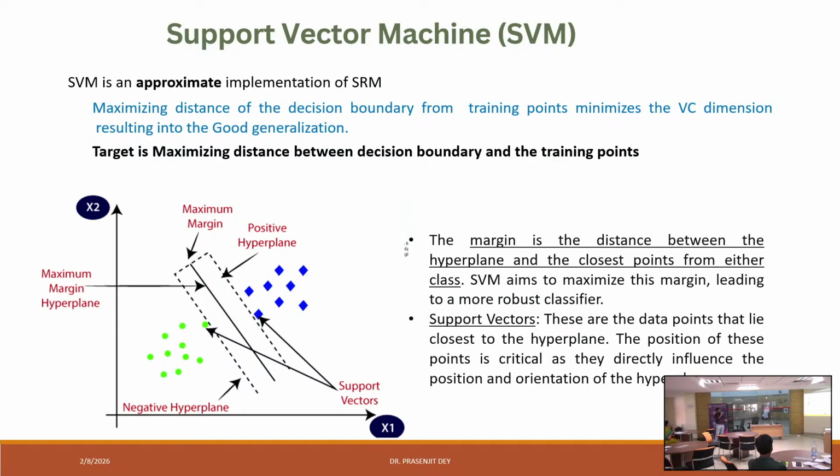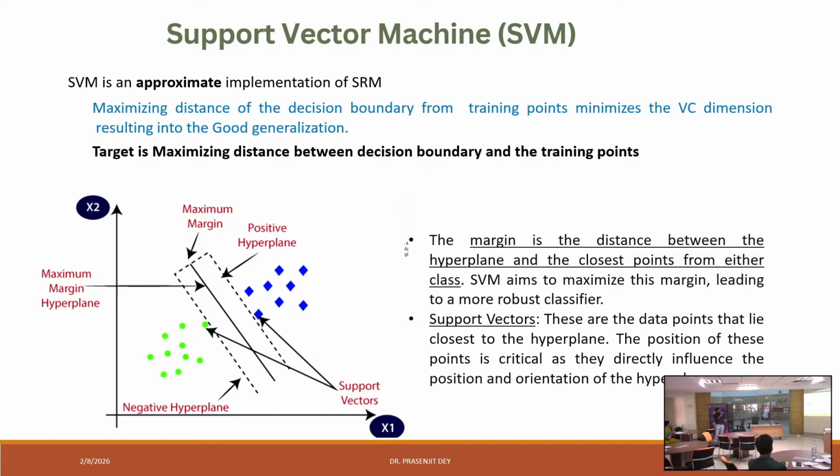I could have drawn a line like this, I could have drawn a line like this, but it will not be the farthest from both classes. The distance may be higher in this case, but the distance will be lower in this case. So that line should be at maximum distance, in between the two classes.